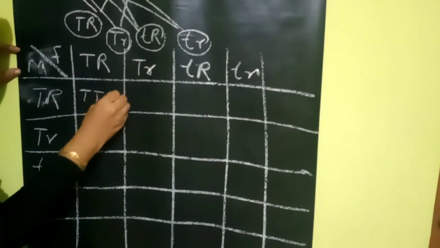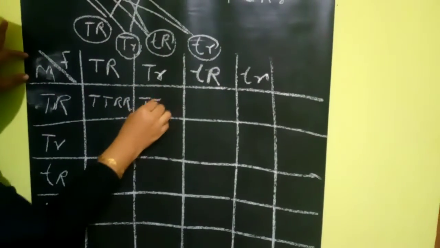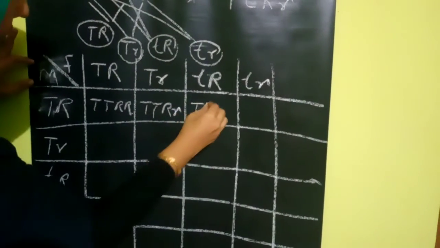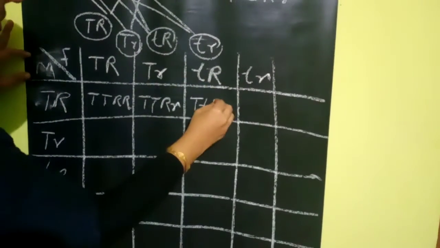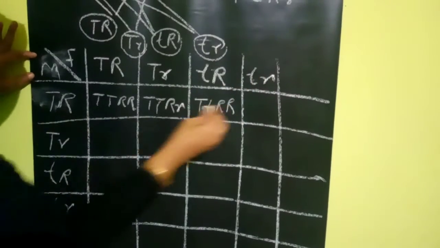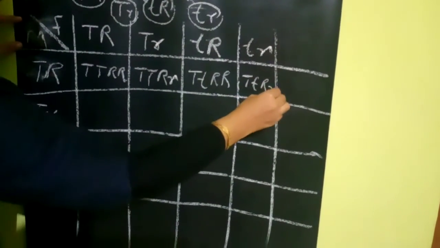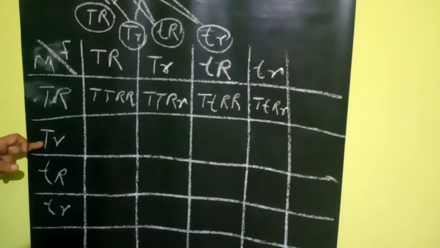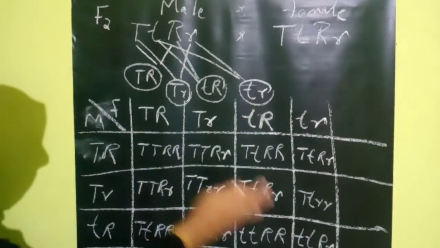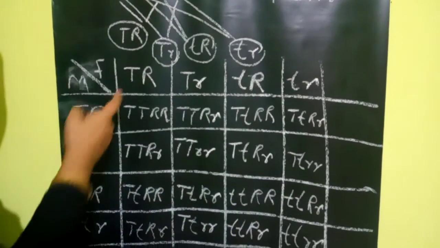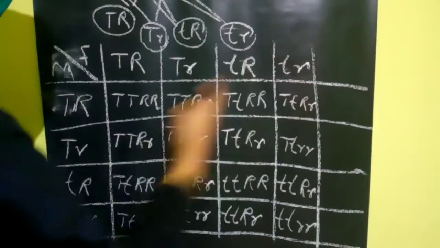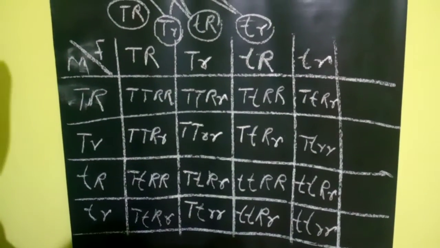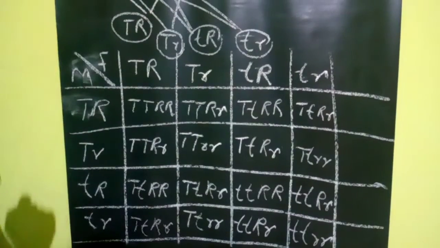Capital T, capital T, capital R, capital R. Then capital T, capital T, capital R, small r. Then capital T, small t, capital R, capital R. Then this with this one, capital T, small t, capital R, small r. Like this, the next gamete needs to cross with all of these. So we completed all the columns and rows: each male gamete crossed with all the female gametes. Then we want to see what characters appeared.